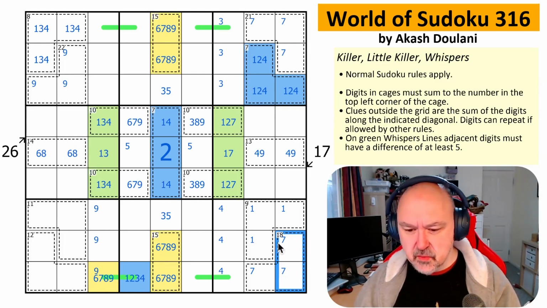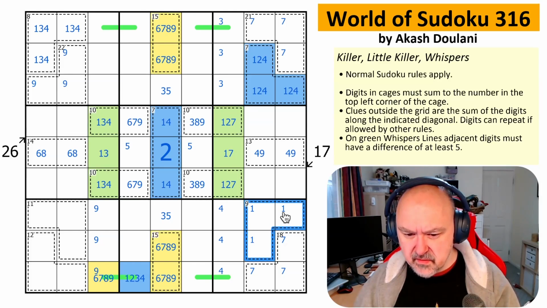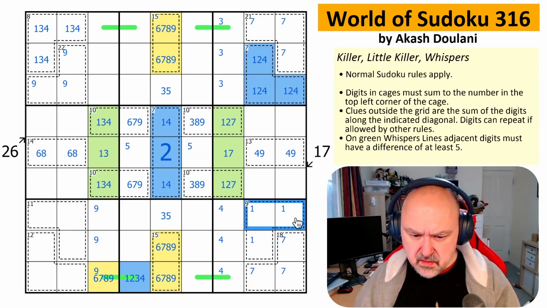So it's 1, 2, 6 or 1, 3, 5. If it's 1, 3, 5, then this becomes a 3 or a 5, and the 1 goes up here. I don't see a problem with that. If it's 1, 2, 6, I'm not seeing any pressure on that at all.